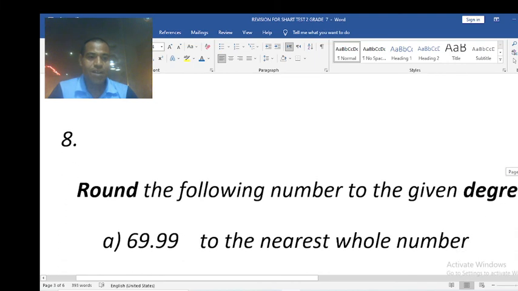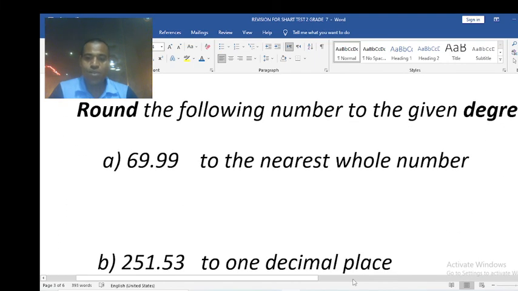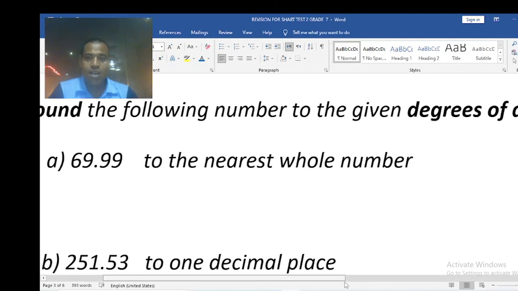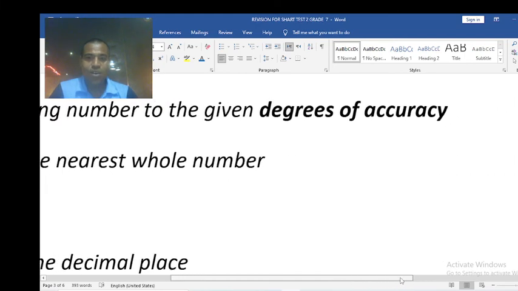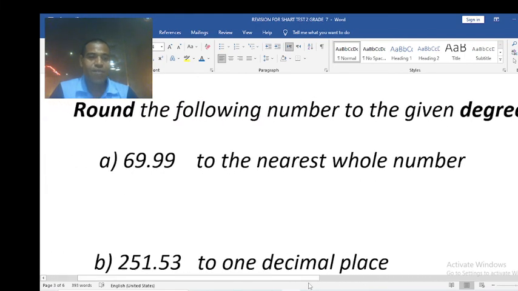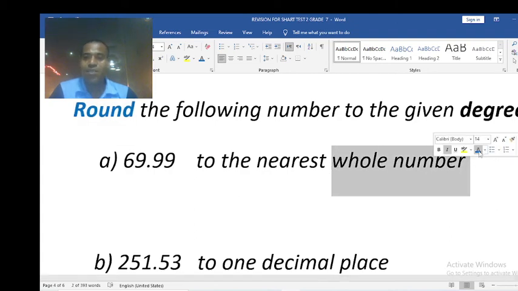Round the following numbers to the given degree of accuracy. So first, round is the keyword here. The degree of accuracy will be a whole number or one decimal place.